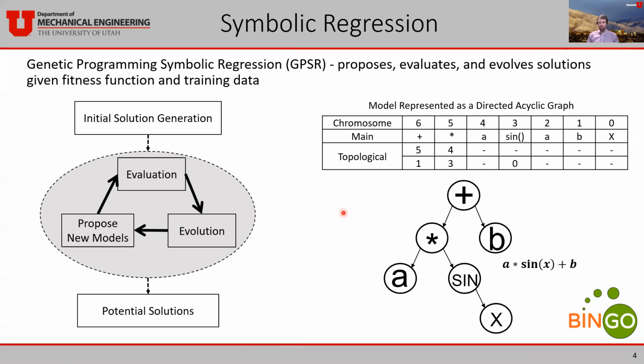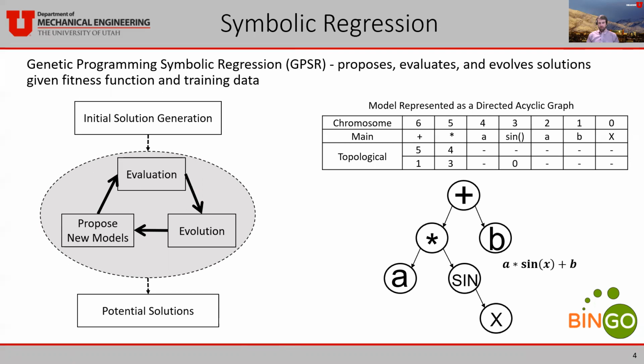Some of the benefits or drivers for selecting GPSR rather than other machine learning techniques like decision trees or neural networks is that the result or output is a symbolic equation, which also hopefully can be easily interpreted and also more naturally incorporated into software or code packages.